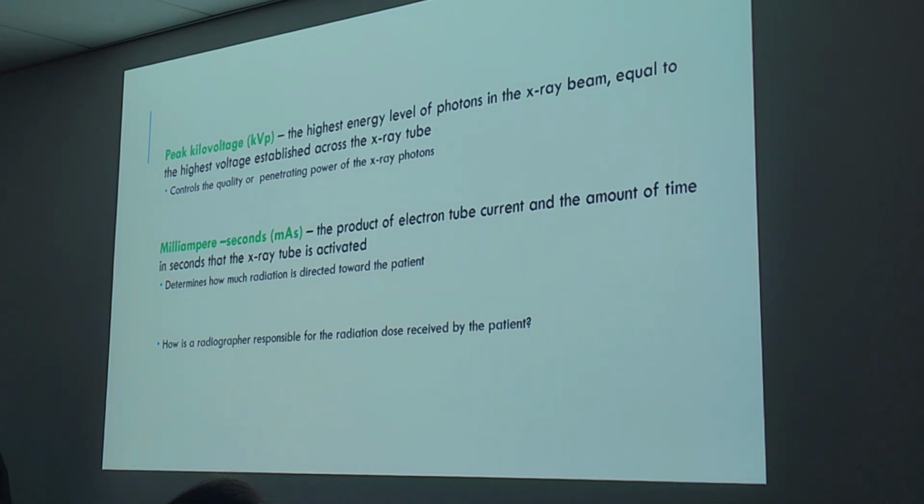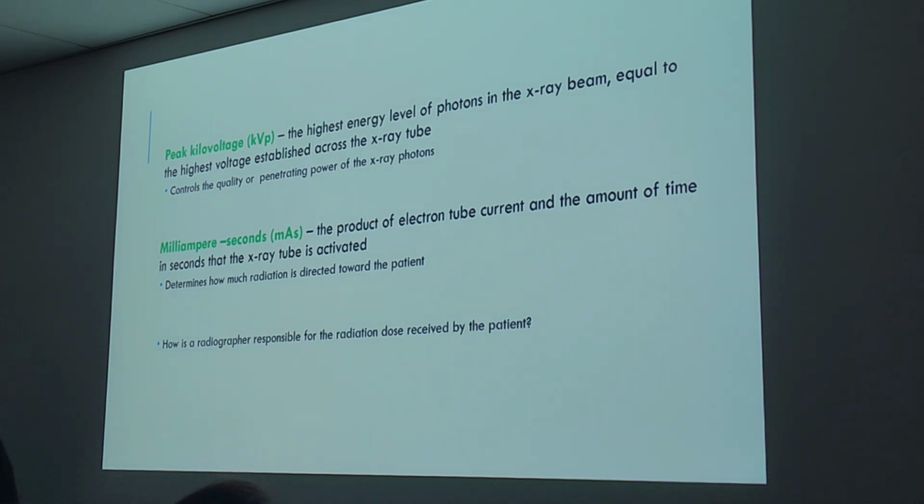The highest energy level. Because for example, if we set 80 kVp, is everything going to be 80? It's going to differ, right? So 80 basically represents the highest that it's going to give us. So peak kilovoltage is basically the highest energy level of photons in the X-ray beam, and it's also equal to the highest voltage established in the X-ray tube. And we know that kVp controls what? Quality or penetrating power of the X-ray beam.